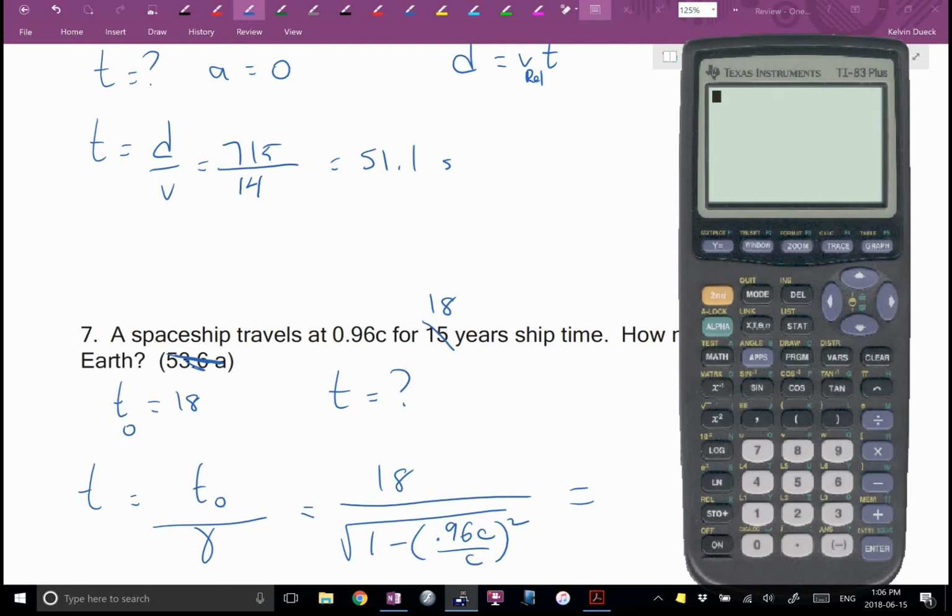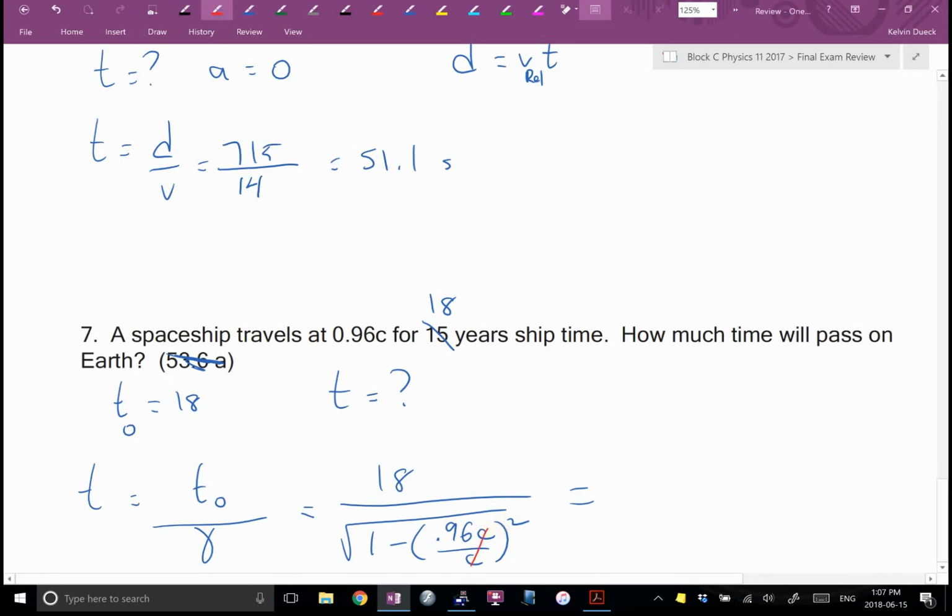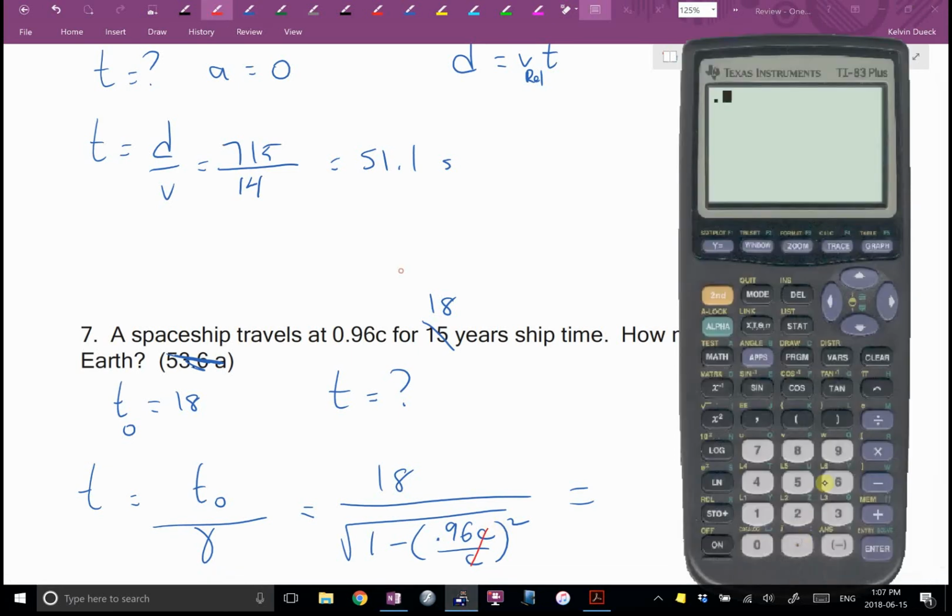So, how do I type this in? I advised, until you get good enough, you have a nicer calculator that has multi-line display, it was easier. I started here and worked my way out. I would have said, okay, the c's cancel. I did that by hand. Then I went 0.96 squared. Then I went 1 minus that. Then I said it's the square root of that. And then it's 18 divided by that.